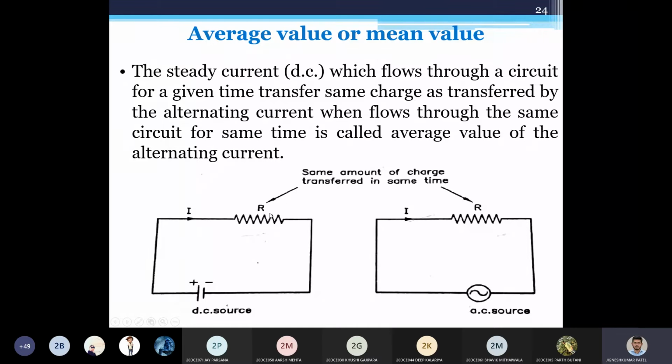Like if I transfer 1 coulomb of charge in 1 second here, I must apply 1 second in this circuit and try to transfer 1 coulomb of charge. Then I can say that's the average value. So this is the basic fundamental of average value: I am going to transfer the same charge over the same amount of time.